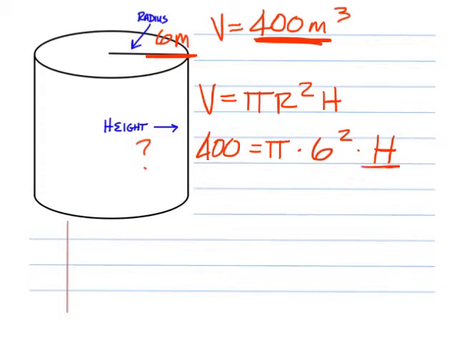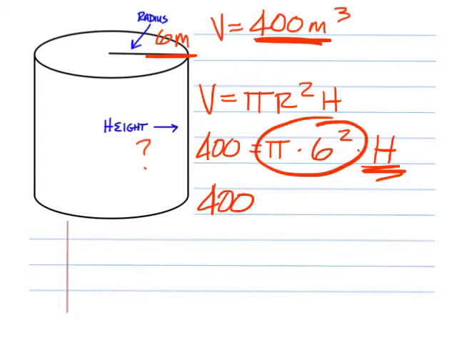What you must do to get h by itself, so you can solve for it, is to divide 400 by everything that is next to that h. So you're going to divide 400 by pi times 6 squared. That will give you the value of h.